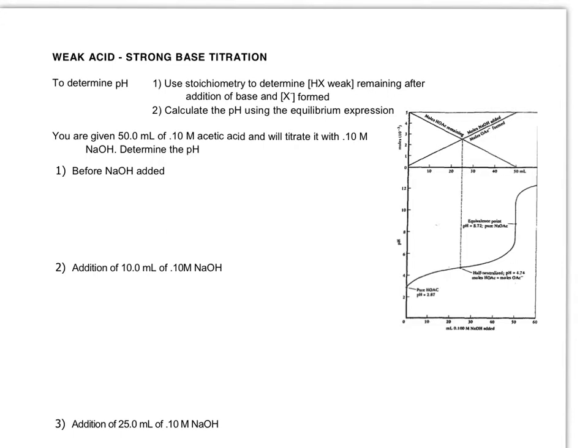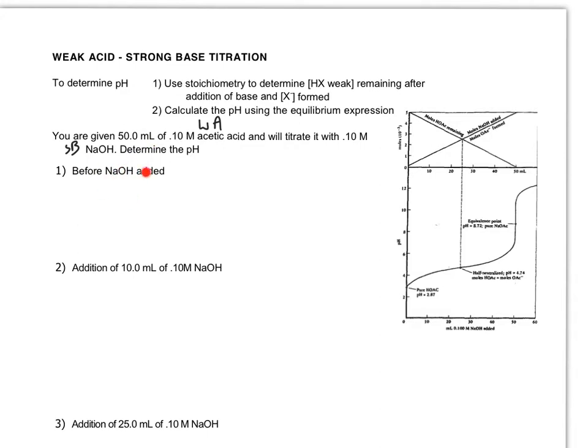So this time we are going to look at the titration between a weak acid and a strong base. So we have 50 milliliters of 0.1 molar acetic acid, which is a weak acid, and we are going to titrate it with 0.1 molar NaOH, which is a strong base, both 0.1 molar. So we are going to determine the pH at different points of our titration.